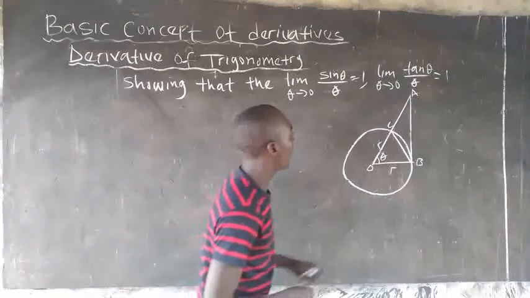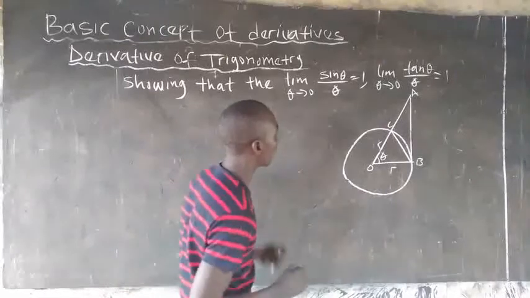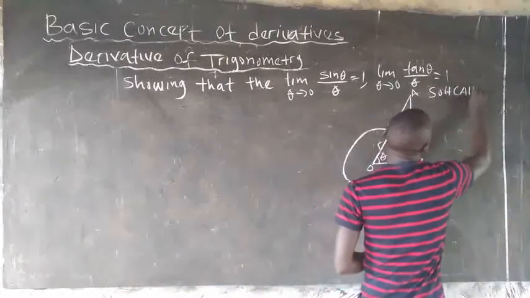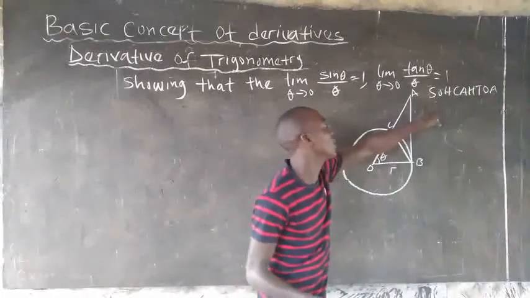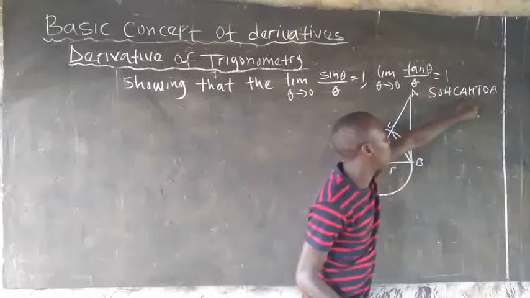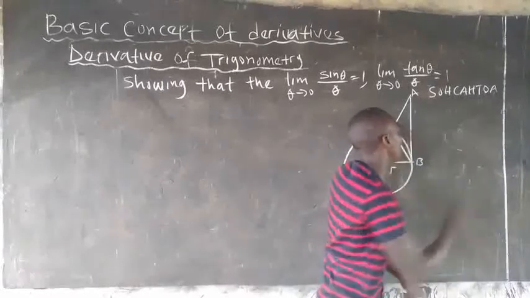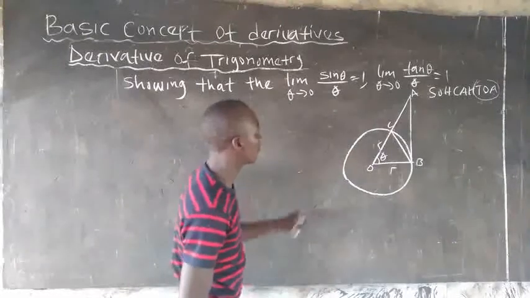Here we'll still be using the knowledge of SOHCAHTOA. SOHCAHTOA means sine is opposite over hypotenuse, cos is adjacent over hypotenuse, and tan is opposite over adjacent. But here we'll be considering tan.